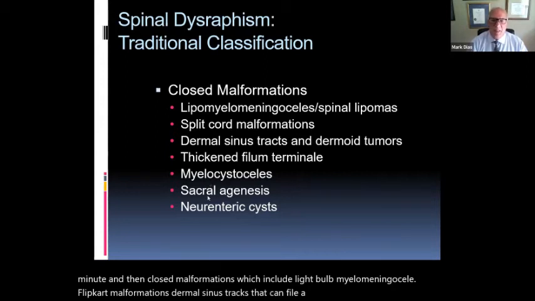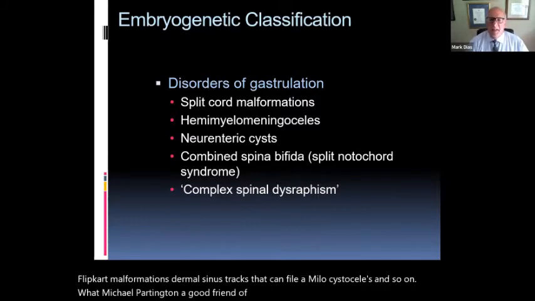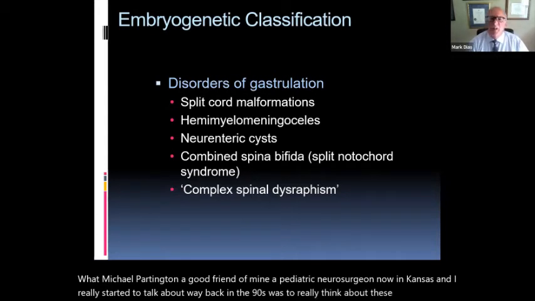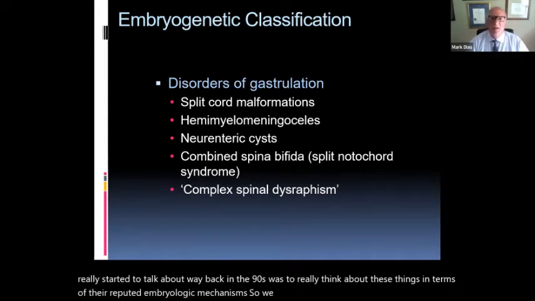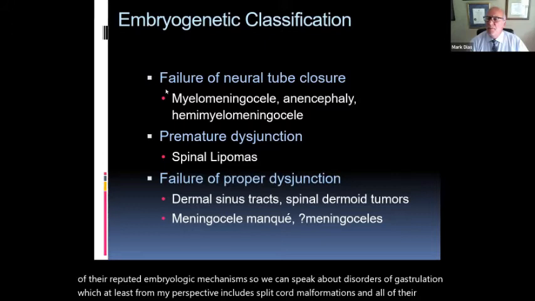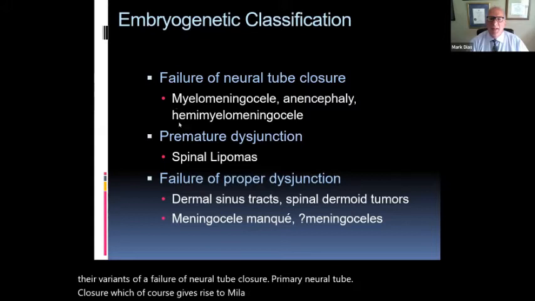What Michael Partington, a good friend of mine, a pediatric neurosurgeon now in Kansas, and I really started to talk about way back in the 90s, was to really think about these things in terms of their reputed embryologic mechanisms. So we can speak about disorders of gastrulation, which, at least from my perspective, includes split cord malformations and all of their variants, a failure of primary neural tube closure, which of course gives rise to myelomeningocele, anencephaly, and perhaps to hemimyelomeningocele.